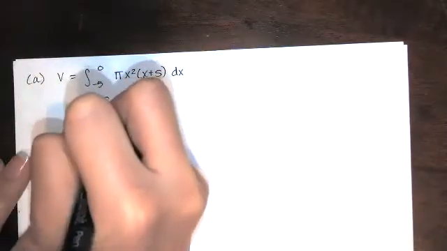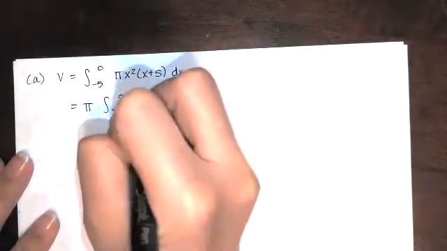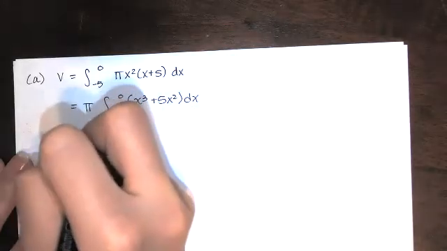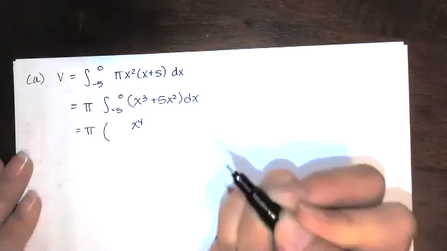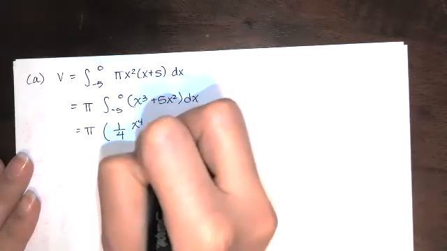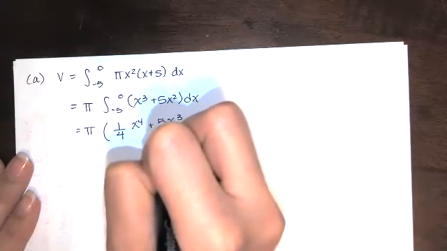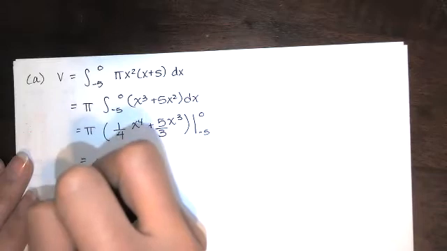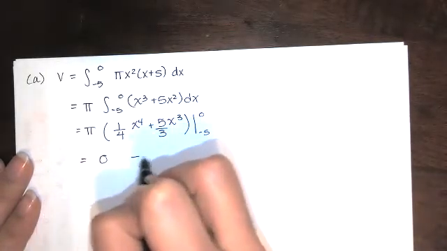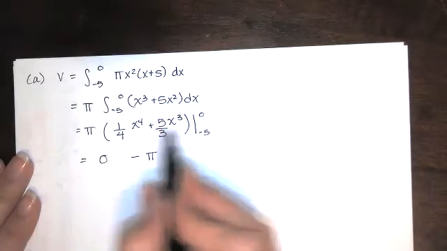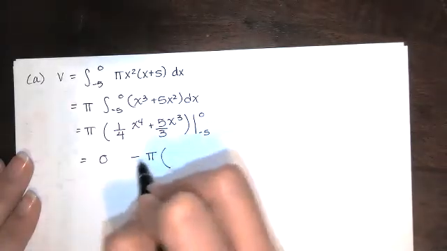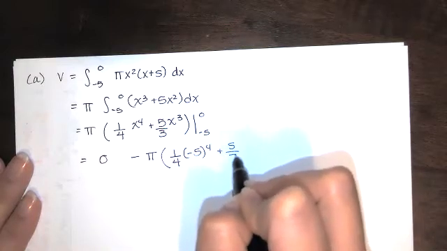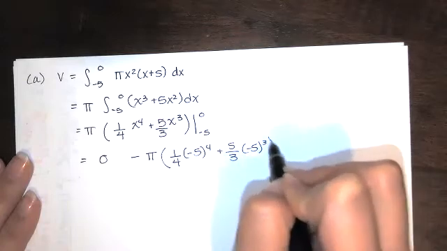Pi is a constant, you can factor that out. I would distribute the x squared. Then here you want to add 1 to the exponent and divide by the new exponent. Bring the 5 down. Add 1 to the exponent and divide by the new exponent. Substitute in -5 and 0 and subtract. You plug in 0, you're going to get 0. Then you're going to subtract this evaluated at -5. So we're going to have -pi times 1/4 times -5 to the 4th plus 5/3 times -5 cubed.